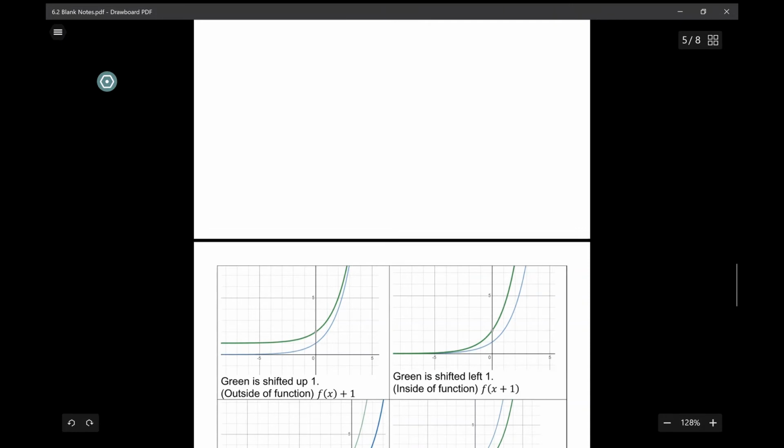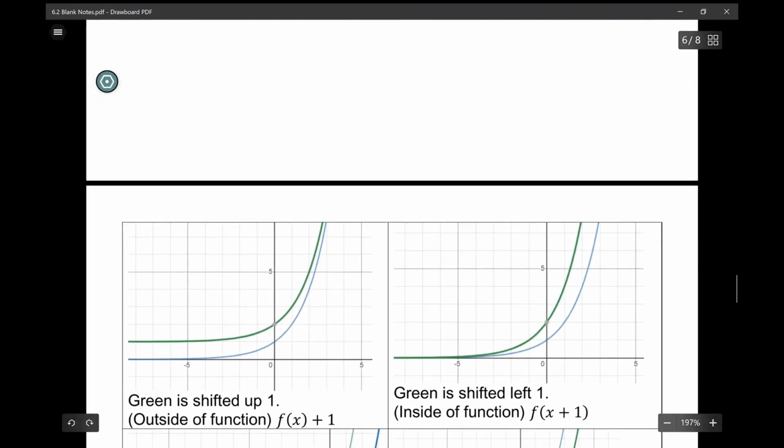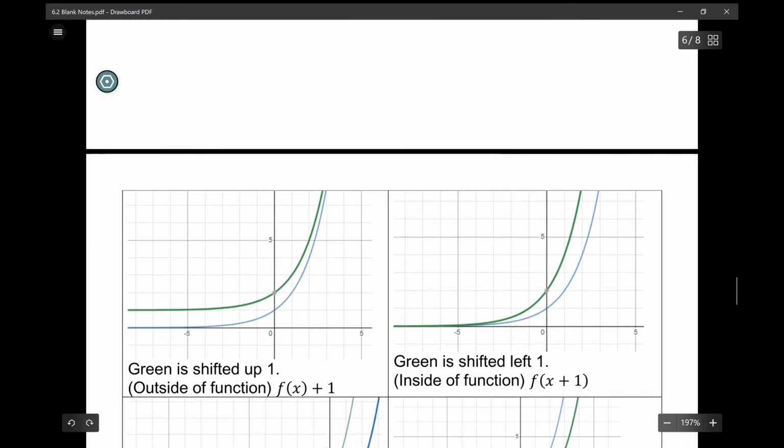All right, so here's some graphs. Let's zoom in on these. So blue is my original function, and it's actually 2 to the x. And if I shift it up by 1 unit, so if I go 2 to the x plus 1 as my function, that's going to be my green. And you can see that every value is just exactly 1 up off of blue. And sometimes when you're looking at exponential functions, it can look a little strange.